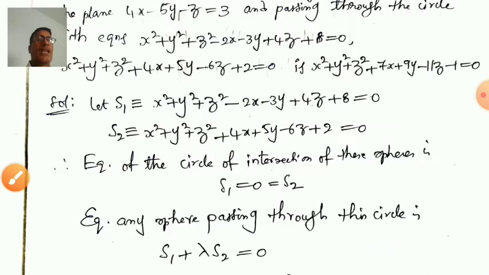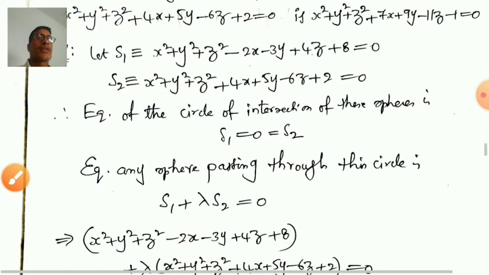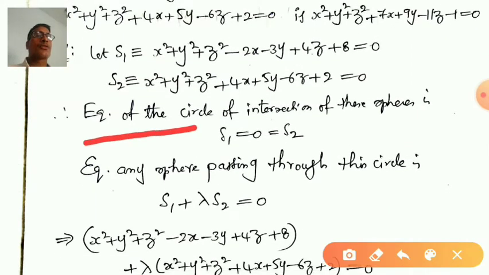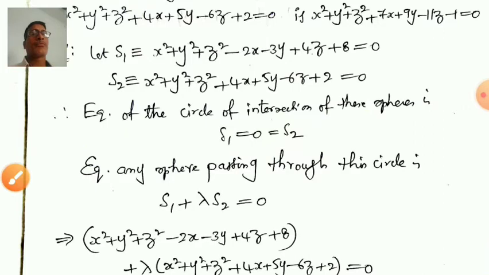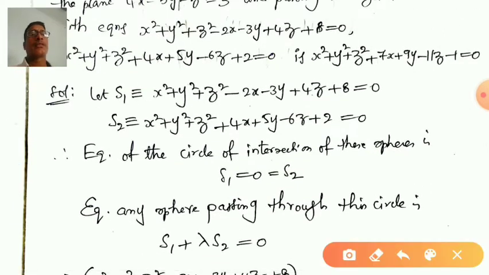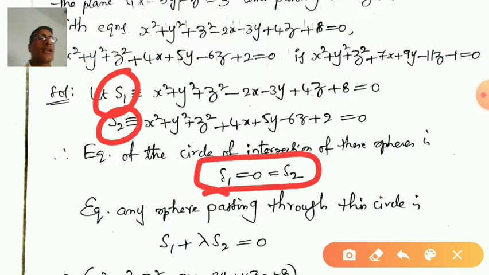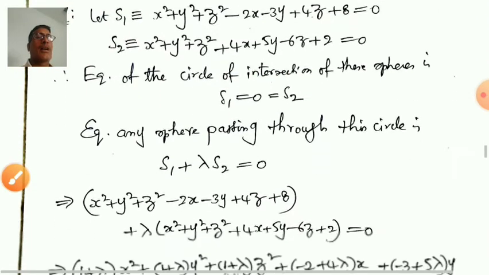So the equation of the circle of intersection of these two spheres can be given by these two equations together itself. Therefore S1 is equal to 0, comma S2 is equal to 0 gives the equation of the circle of intersection of the spheres S1 is equal to 0, S2 is equal to 0. By combining these two spheres, this gives the equation of the circle of intersection of the spheres.